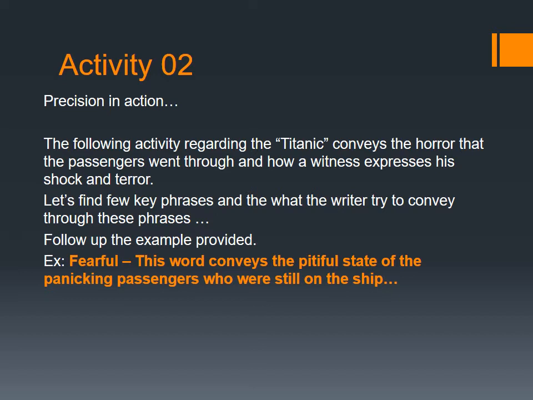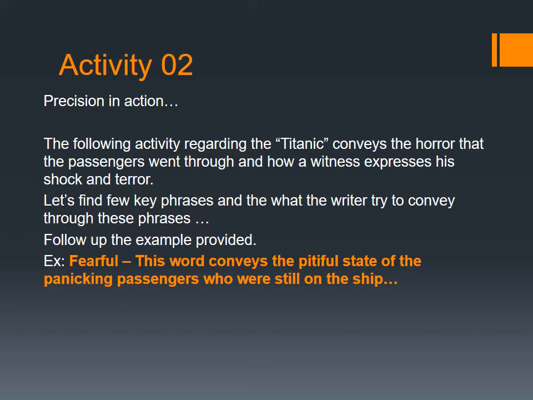So to move on with the activity, one example is provided for you, so you can follow that example and do the rest. So you can discuss among y'all what the phrases are. So first of all, you have to read the passage, underline the phrases or the keywords, and then you have to find what that particular phrase or word conveys. So this word which is here, what's the word that I have provided y'all? It's fearful. So this word conveys the pitiful state of the panicking passengers who were still on the ship.